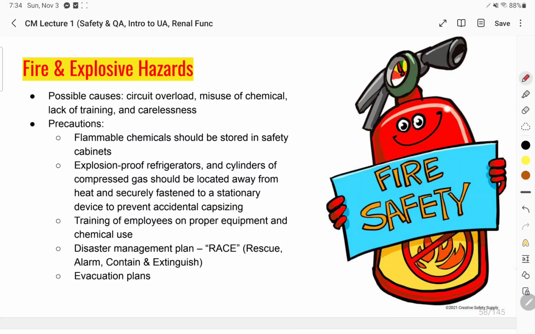So first is rescue, for your companions or other people who are having difficulty. So if you are able and if you are knowledgeable, you rescue, and then you alarm that there is a fire, and then you contain the fire or anything that can cause an explosion or fire, and then you extinguish using your extinguisher. And of course, you follow evacuation plans. So every building, every establishment has evacuation plans. No? So in the laboratory you use, they have their own evacuation plan, where to run, where to pass in case of fire. Okay, the fire exits, too.